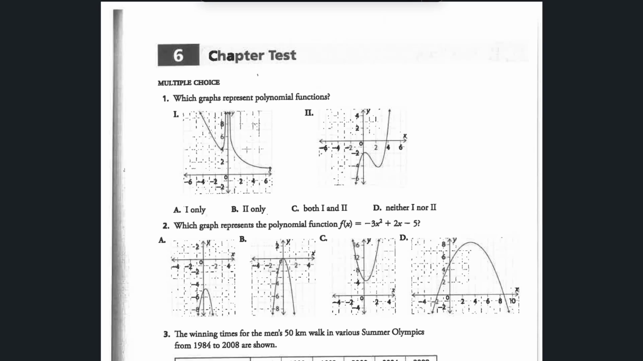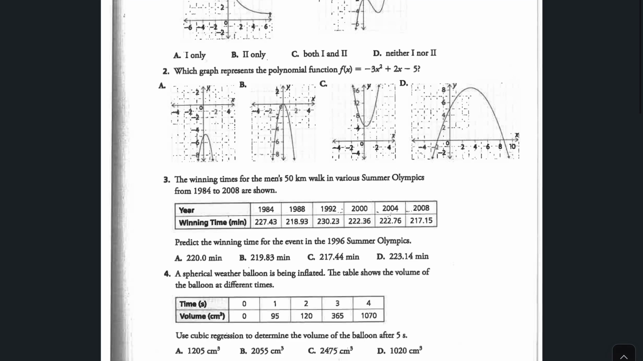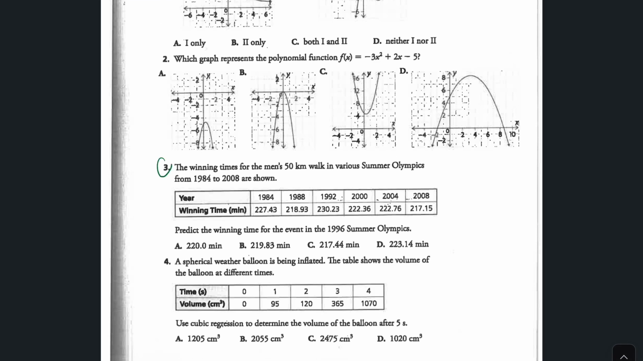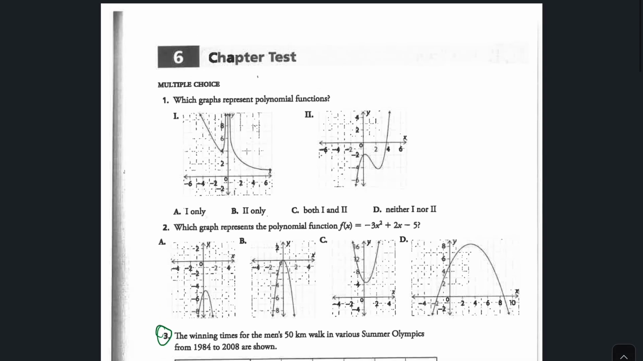Alright, hi Nixon. This is the chapter 6 practice test. I've had a read through. Everything except for this one makes sense. So, yeah, I'll just skip question 3. Sorry about that. I actually have no clue how that one works.